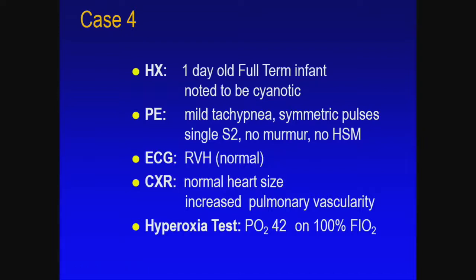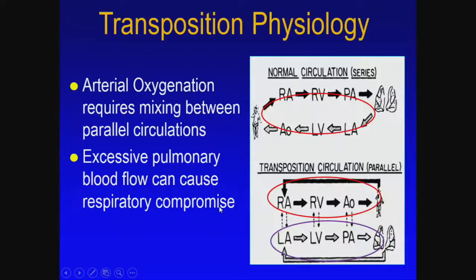Why? Because the aorta and the pulmonary arteries are anterior-posterior to each other. They are not side by side. So the pedicle is small, the heart looks normal size, and the patient fails hyperoxia test. What is this? Transposition. So instead of a normal circulation that is in series, there are two parallel circulations that are not talking to each other. So there is excessive pulmonary blood flow, but ineffective pulmonary blood flow.